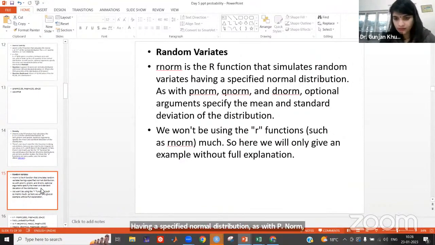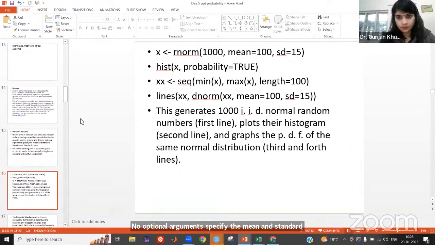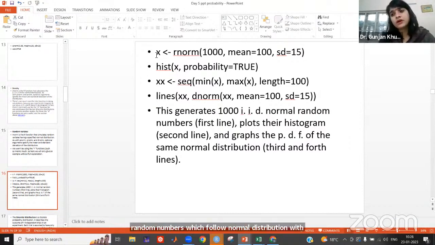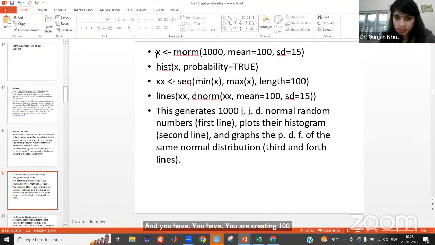Okay, so we give one example. Suppose you have to create random numbers which follow normal distribution with mean 100 and standard deviation 15, and you are creating 100,000 such numbers or 100 such numbers. So please run this command.